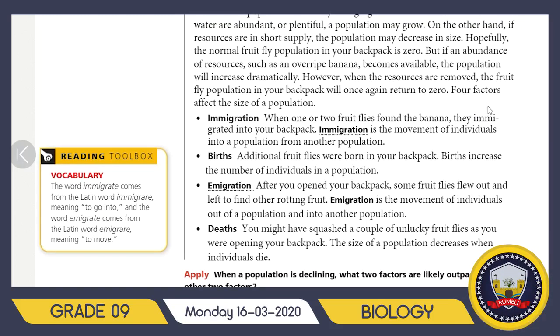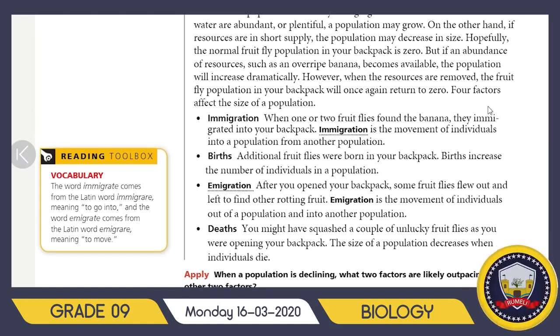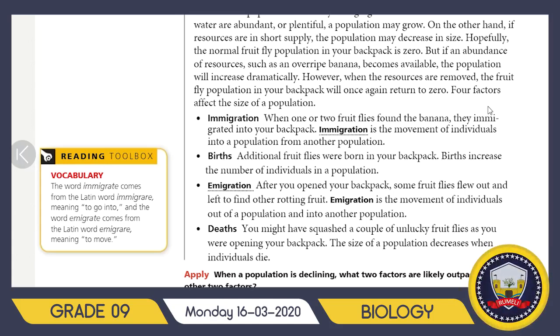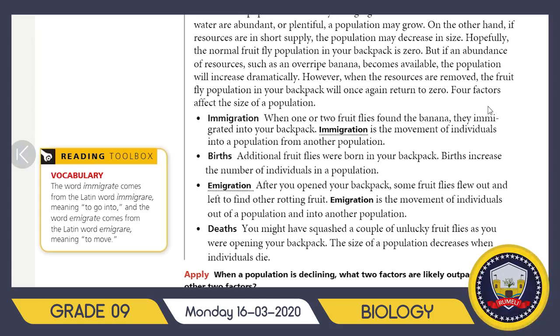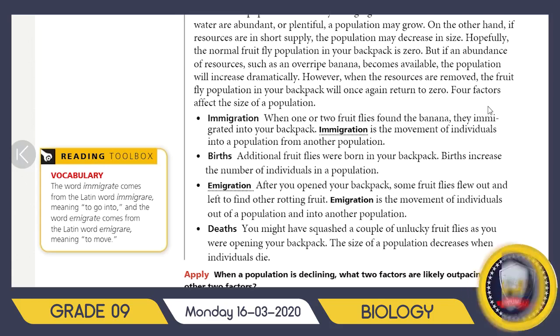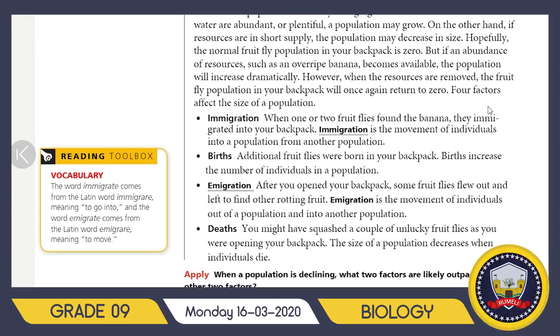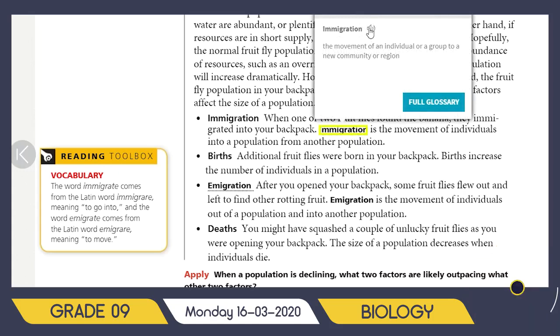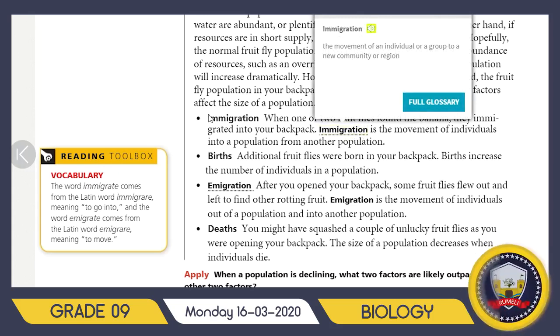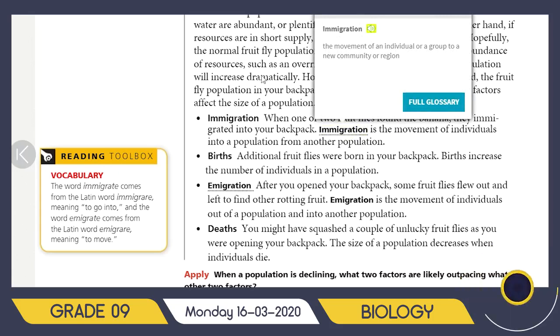Example. Let's consider a banana inside your backpack. Now, an immigration of fruit flies will find their way into your backpack. Immigration is the movement of individuals into a population from another population. Immigration: the movement of an individual or a group to a new community or region.